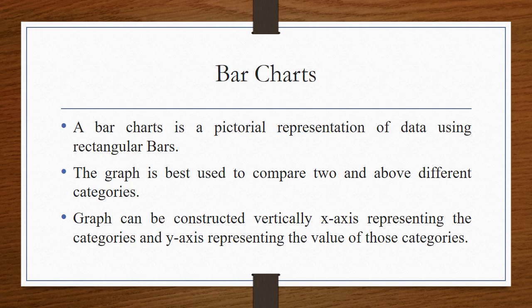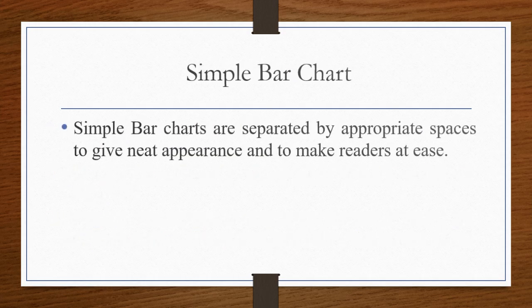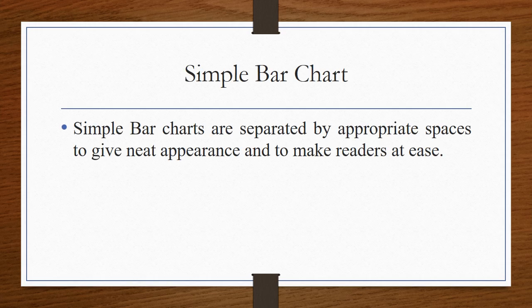A bar chart is a pictorial representation of data using rectangular bars. So it will have rectangular bars, and the graph is best used to compare two or more different categories. So we can compare 2 to 3 different categories. The graph can be constructed vertically, with the x-axis representing the categories and the y-axis representing the value of those categories. So we will see a simple bar chart.